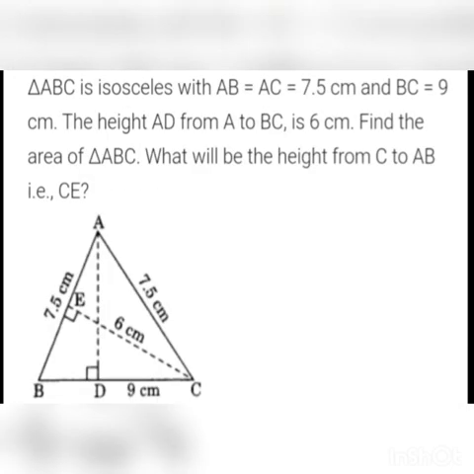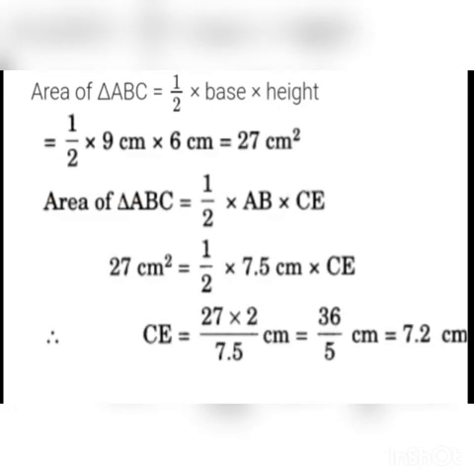Now in order to find the altitude CE, we are taking the base AB and altitude CE. But the triangle is the same, so the area will also be the same. So half into AB into CE is the area of the triangle, that is 27 centimeter square. Now substituting the values, we know the area and the value of AB, we don't know CE, we have to find CE. So solving, taking 2 to this side, 2 into 27 and 7.5 down. Solving for CE, we get the answer 7.2 centimeter.